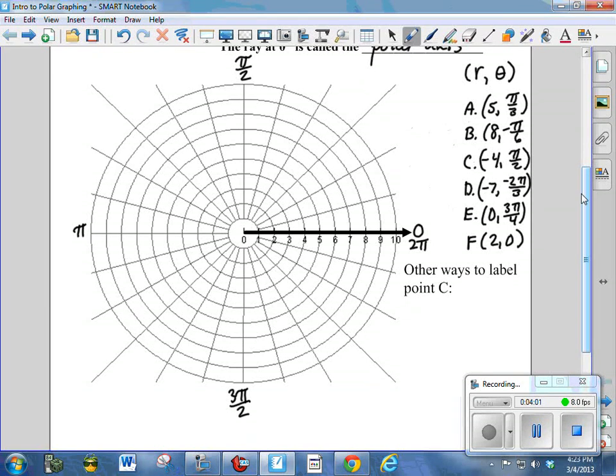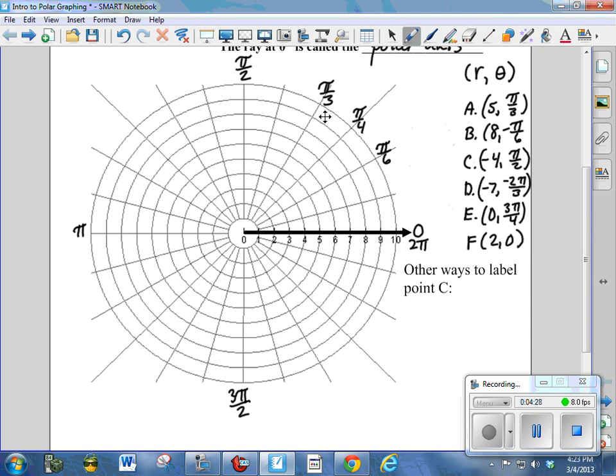If we go halfway between 0 and pi over 2, we're at pi over 4. Each of these rays is actually 15 degrees apart, so 2 rays over is 30 degrees. 30 degrees is pi over 6, because 180 is pi, and 180 divided by 6 is 30. Pi over 3 would follow pi over 4. So those are all of our quadrant 1 special angles.